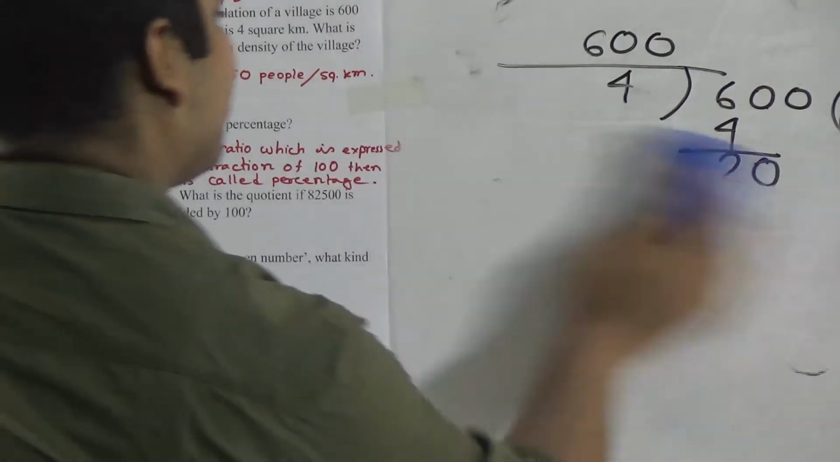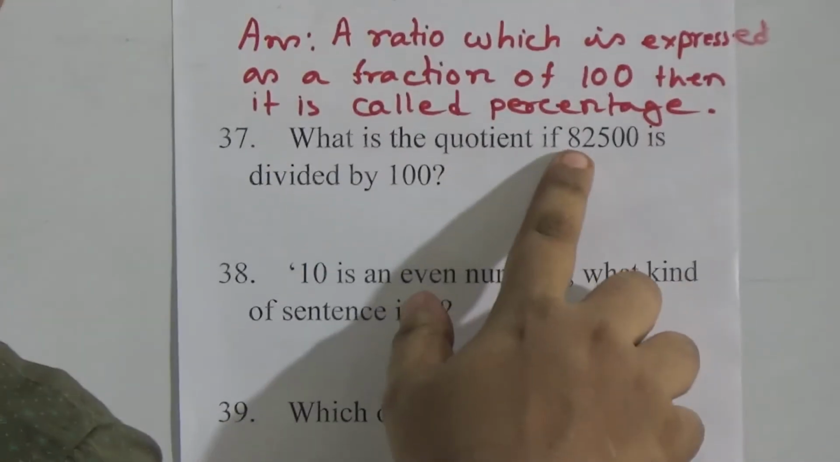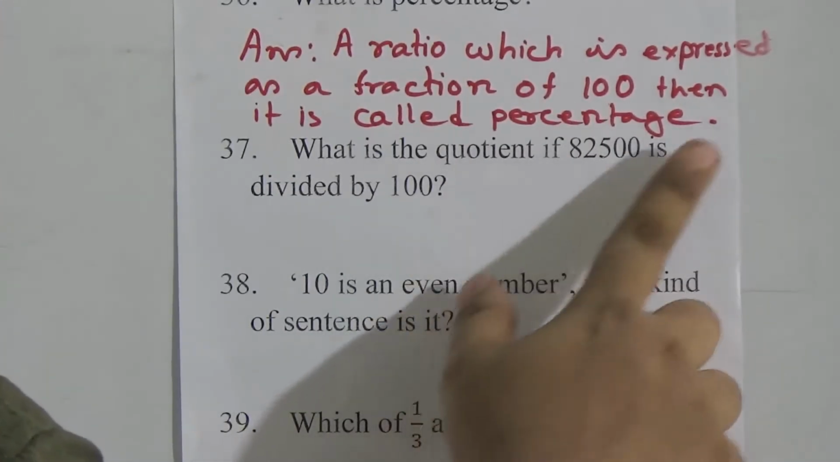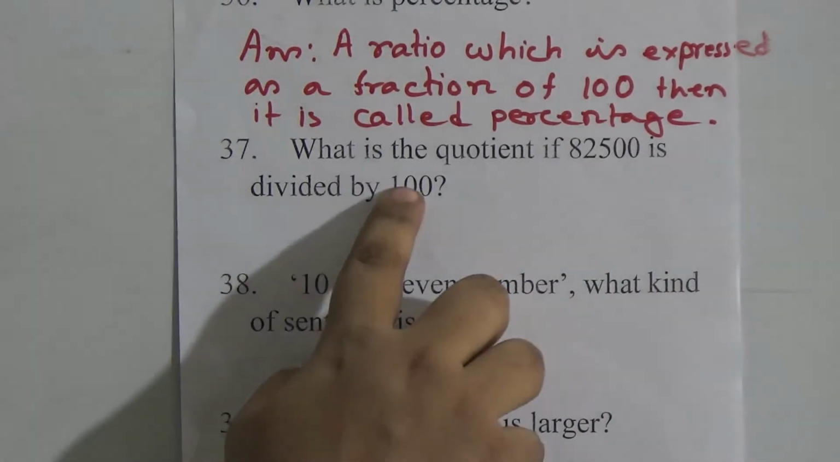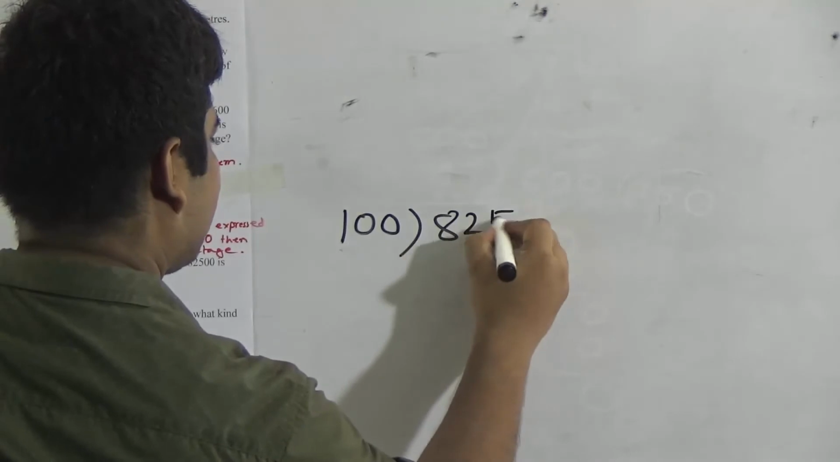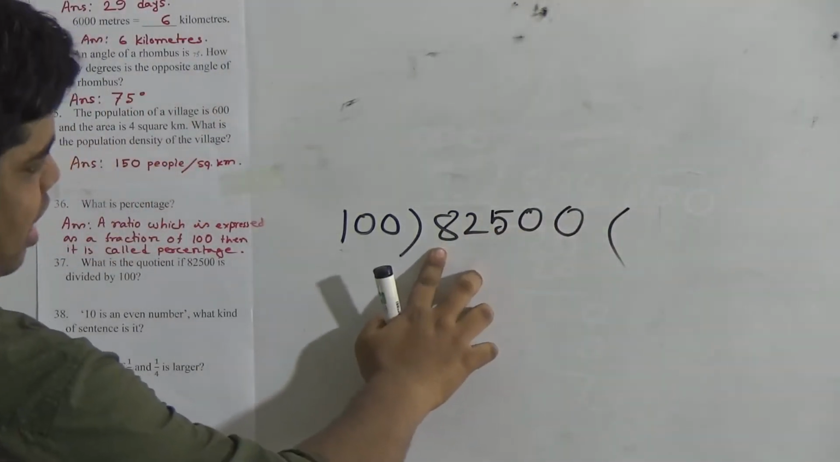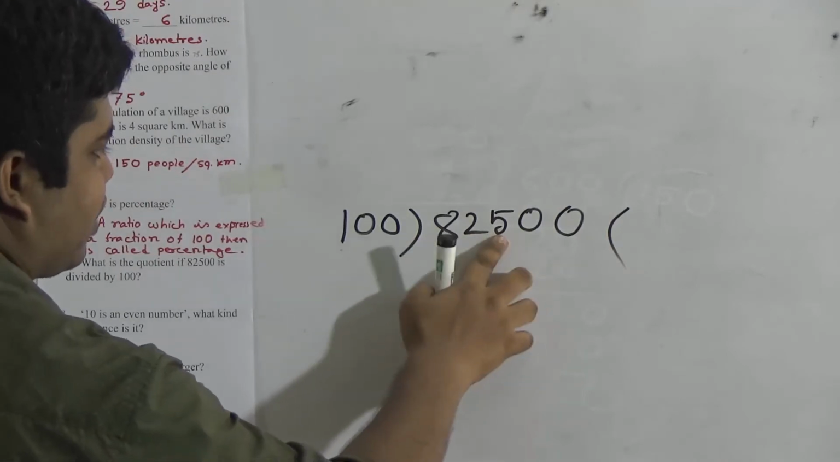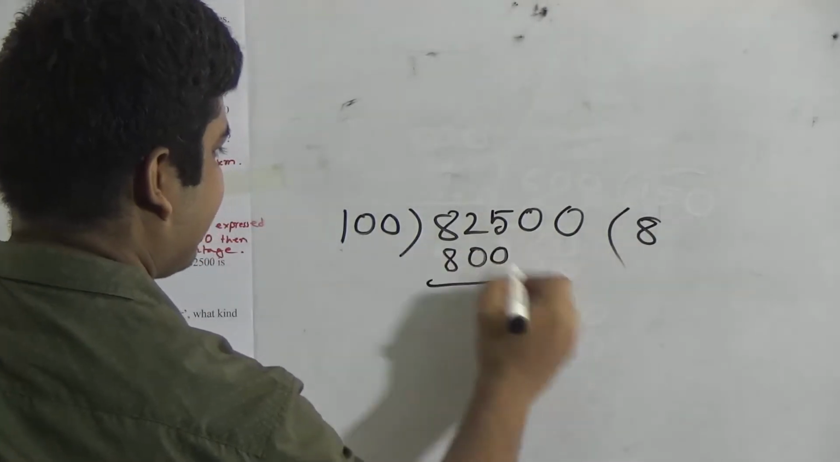Next we shall solve question number 37. Dear student, what is the quotient if 82,500 is divided by 100? Here the divisor is 100 and the dividend is 82,500. So we divide 82,500. First of all, we take 3 digits, 825. In 825, 100 goes in 8 times. That means 800 is 800.